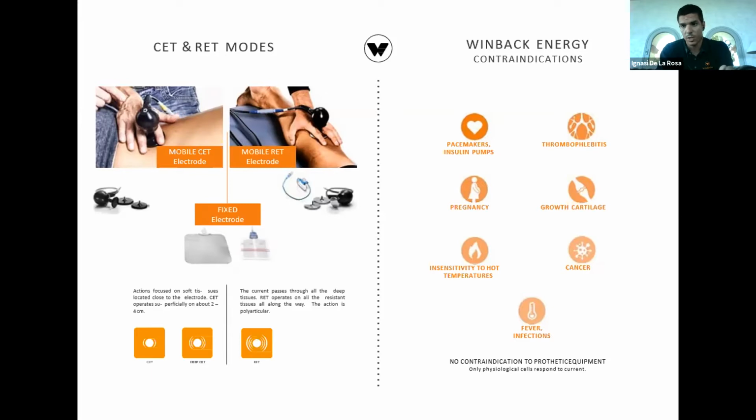Pregnancy, we cannot do scientific studies with pregnant women, so we don't know how this can affect the fetus. Low cartilage, also for the temperature. Of course, if somebody has problems in the sensitivity of the temperatures. Cancer, because also we can develop it when we are accelerating the metabolism of the cells. And then, of course, if we have a suspicion of a fever or an infection, we will not work with a technology that is going to increase the metabolism of the cell.